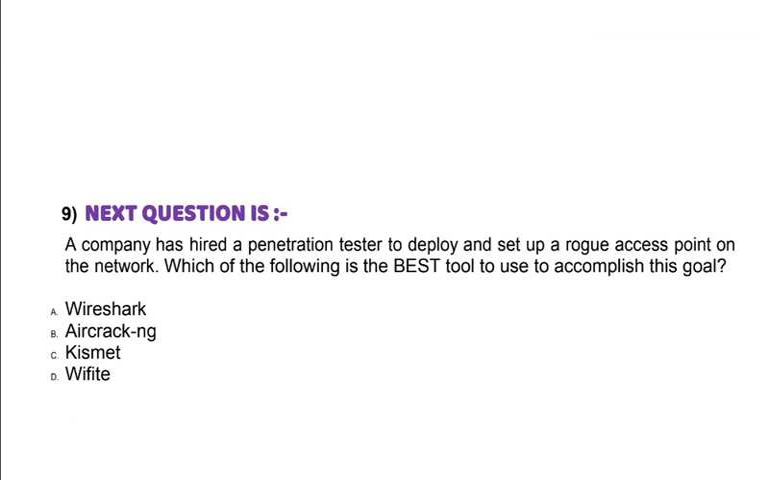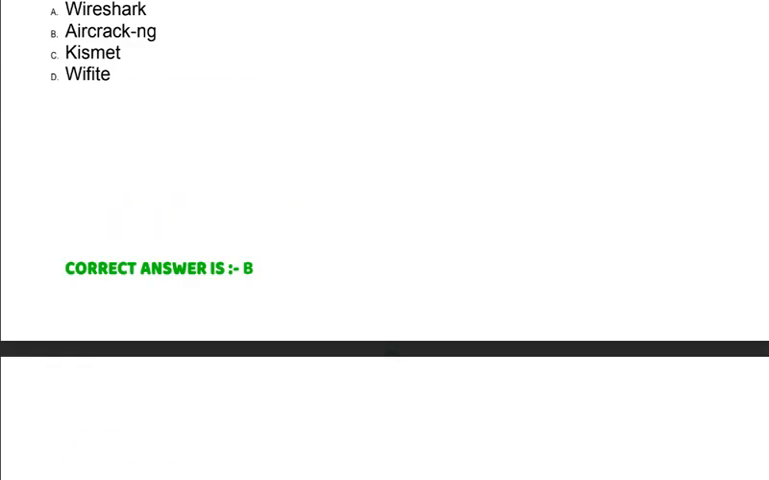Question is, a company has hired a penetration tester to deploy and set up a rogue access point on the network. Which of the following is the best tool to use to accomplish this goal? Option A, Wireshark. Option B, Aircrack-ng. Option C, Kismet. Option D, Wi-Fi. Correct answer is option B.